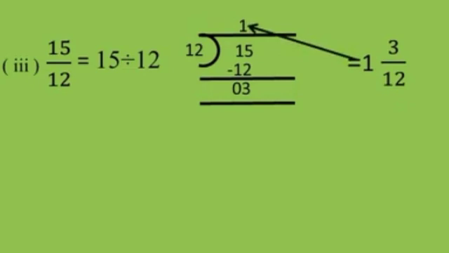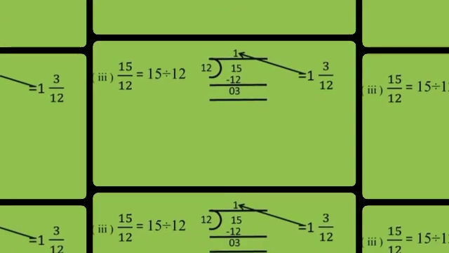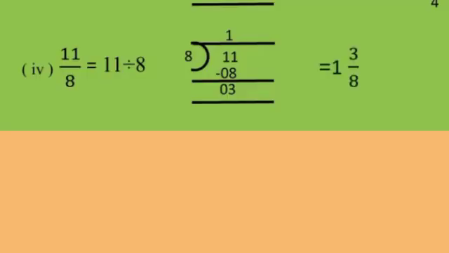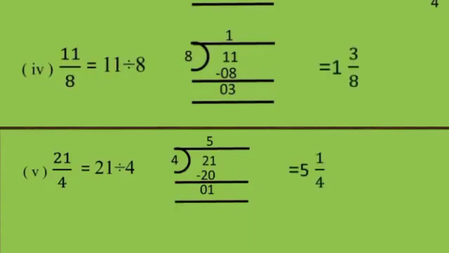15 upon 12 means 15 divided by 12. See, we have divided it and the answer is 1 3 upon 12. Now see fourth and fifth question, 11 upon 8 and 21 upon 4. Here the solutions are given. You also try, students, and note it down in your notebooks.